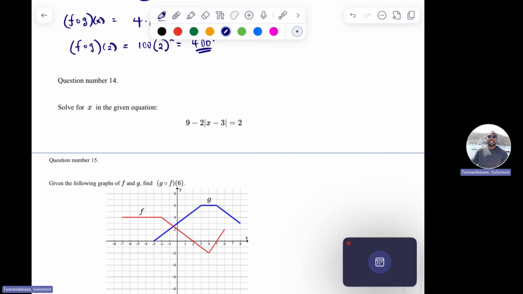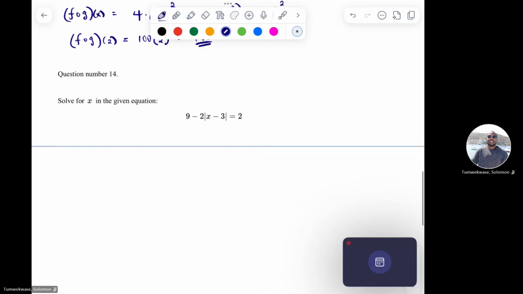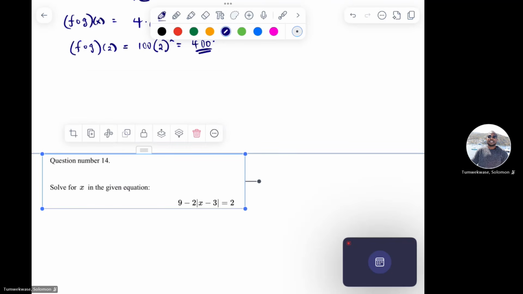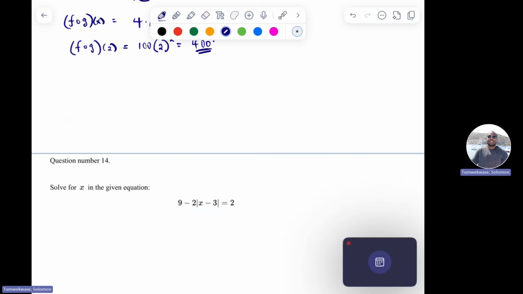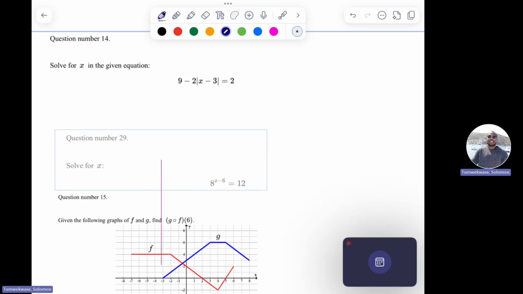Okay, question 14. We want to solve for x, and yeah, so we have an absolute function somewhere.